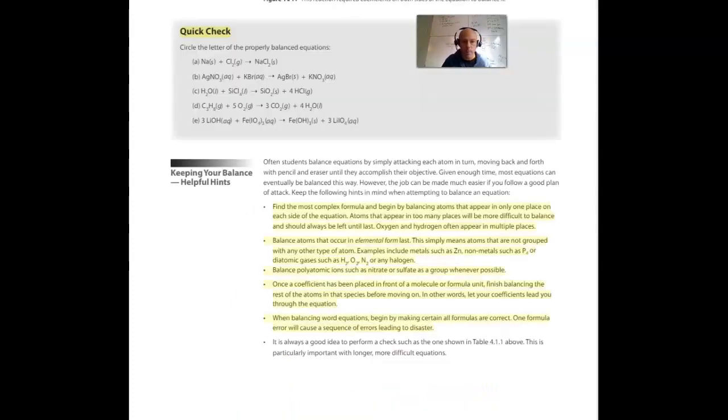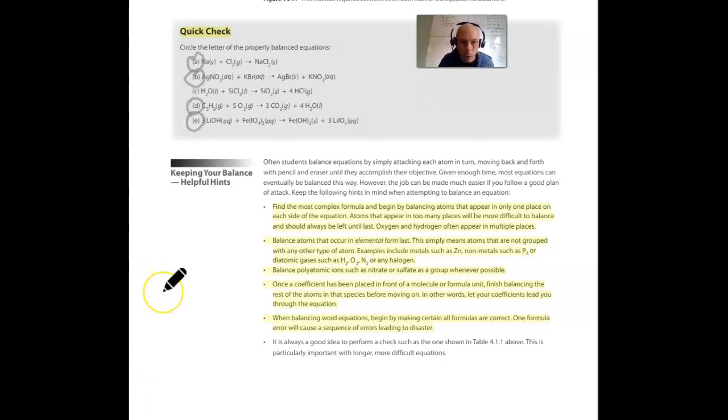All right, so I've flipped the page, 167 of the ebook, taking a peek at this quick check at the top of this page, and I encourage you to take a moment and, as it asks you to, circle the letter of the properly balanced equations. Take a moment, please, to do the quick check. Pause this video, come back when you're done, and see if you've circled the properly balanced equations.